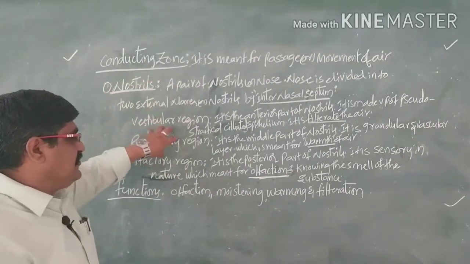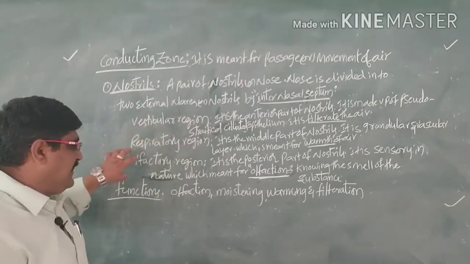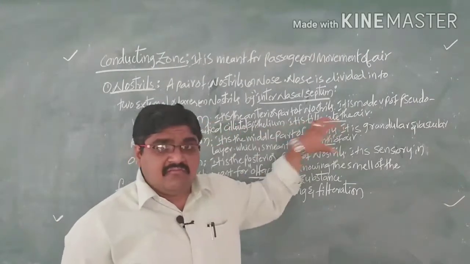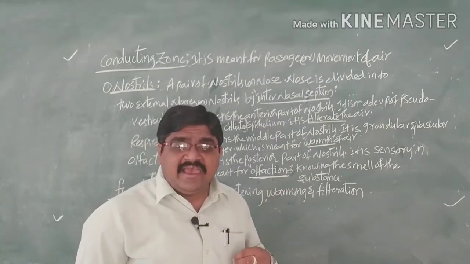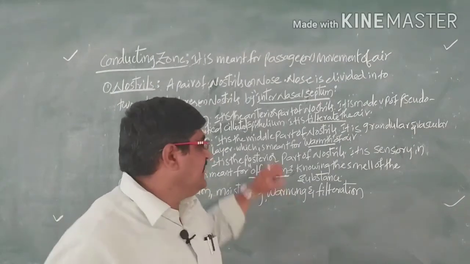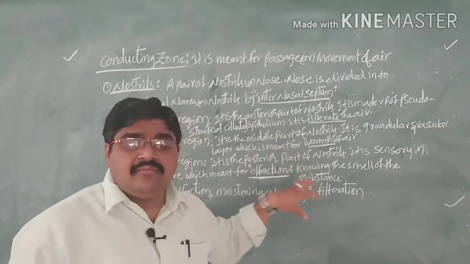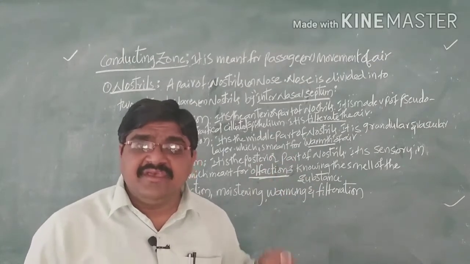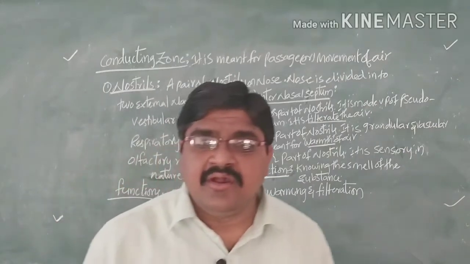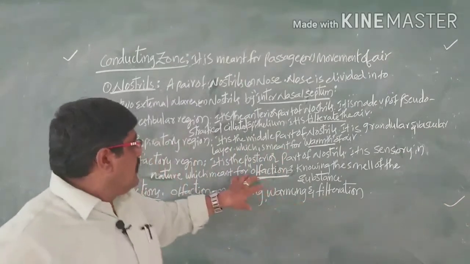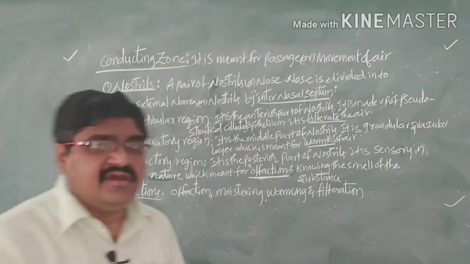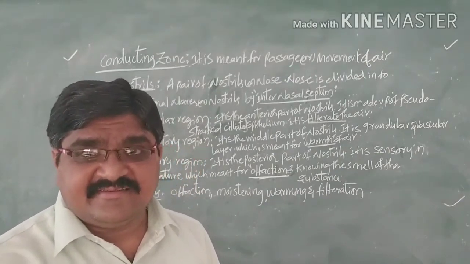The nostrils are divided into three regions: vestibular, respiratory, and olfactory. The respiratory region is the middle part and is helpful for warming, meaning the cool air is converted into warm air. That mainly takes place in the respiratory zone, and the olfactory lobe is helpful for knowing the smell of substances. These are the three functions performed by the nostrils. Next, coming to the second one, that is the pharynx.